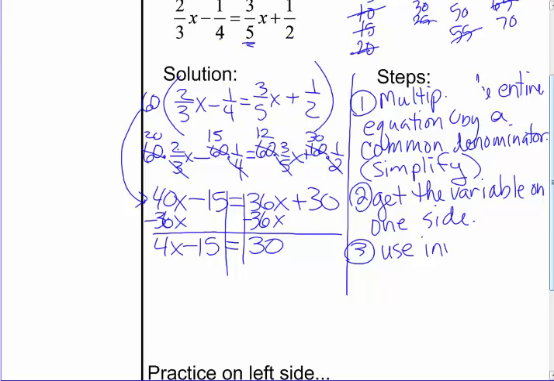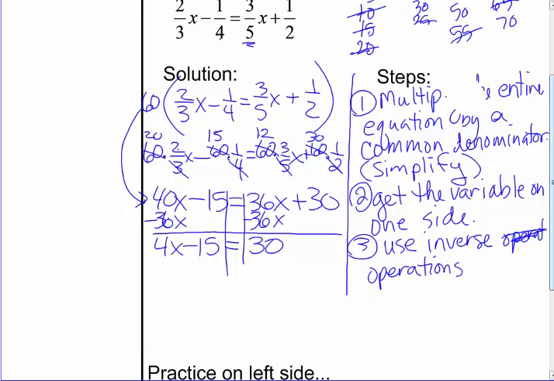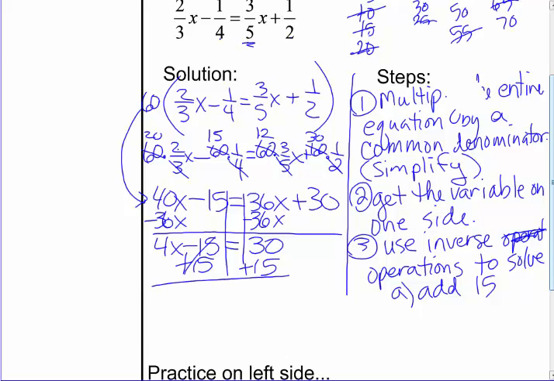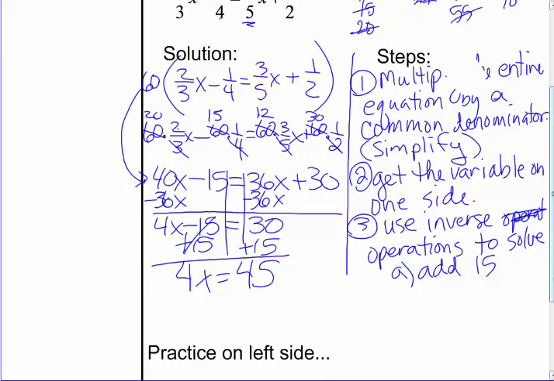So we'll use some inverse operations to solve. So first, we will add 15 to both sides. So add the 15. Hold on just a second. Add the 15. So that cancels, so you get 4x equals 45. All right. So then next, we will divide by 4.